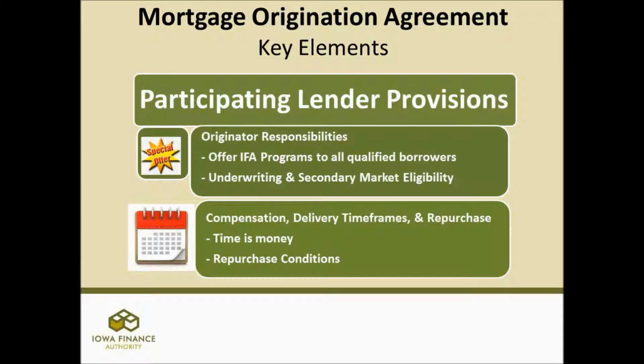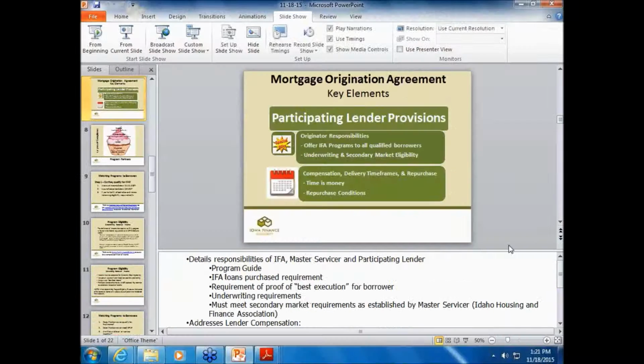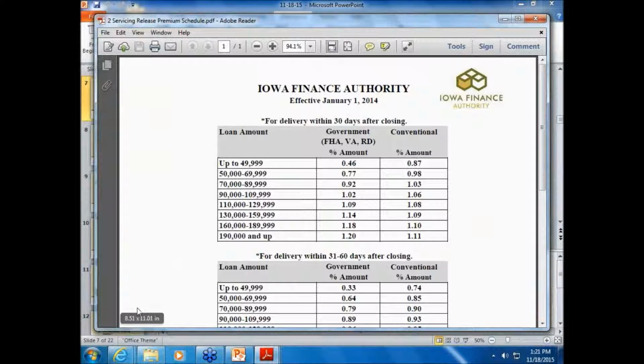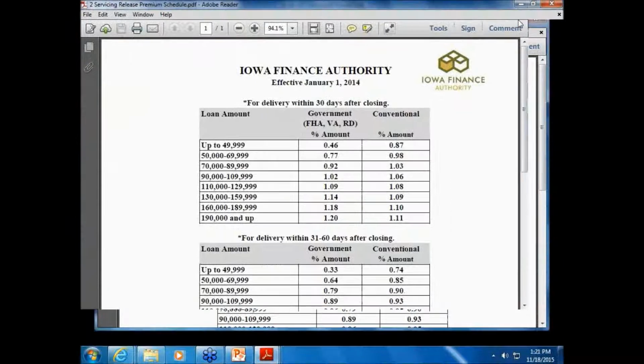There is money involved in this. There is compensation for lenders. And at this time, I just want to pull up another resource. This is, again, available on our website. But we have something called a servicing release premium, and that's a portion of the compensation that lenders will receive when they deliver a loan to our servicer.